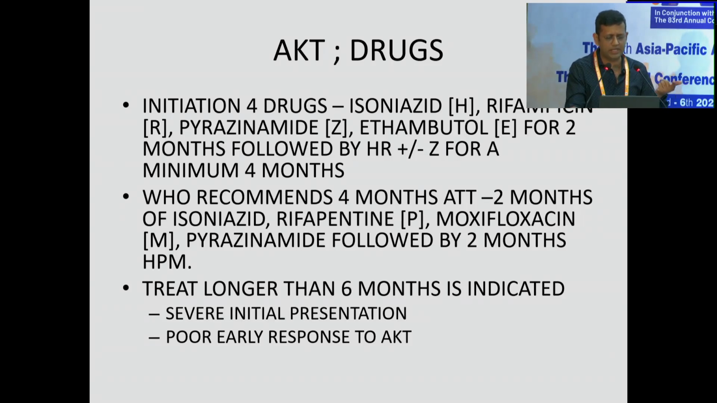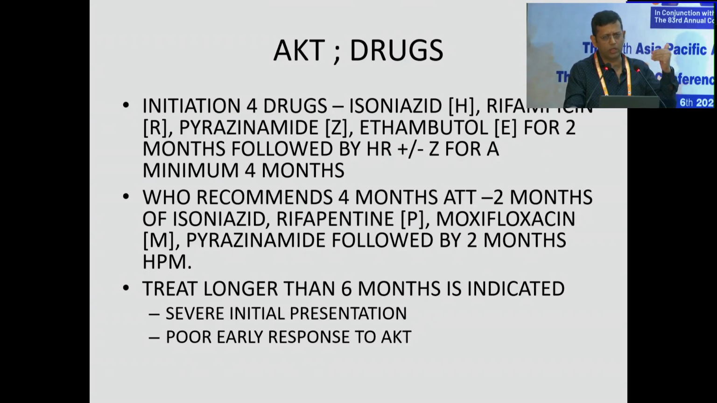Basically, the traditional treatment is the 4-drug treatment. You start off with the 4 drugs in the initial 2 months, and then there is a maintenance phase of 4 months. WHO also recommends a 4-month ATT treatment, 2 months of isoniazid, rifampicin, moxifloxacin, and pyrazinamide, followed by all the other drugs except pyrazinamide for the next 2 months. So this is another way.